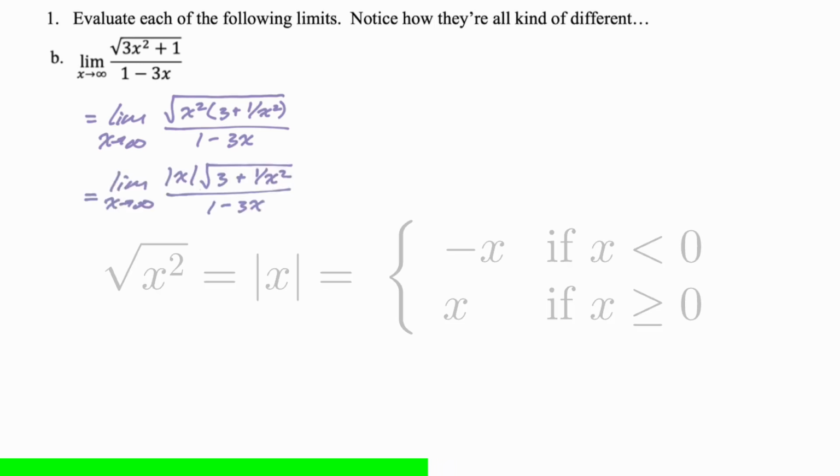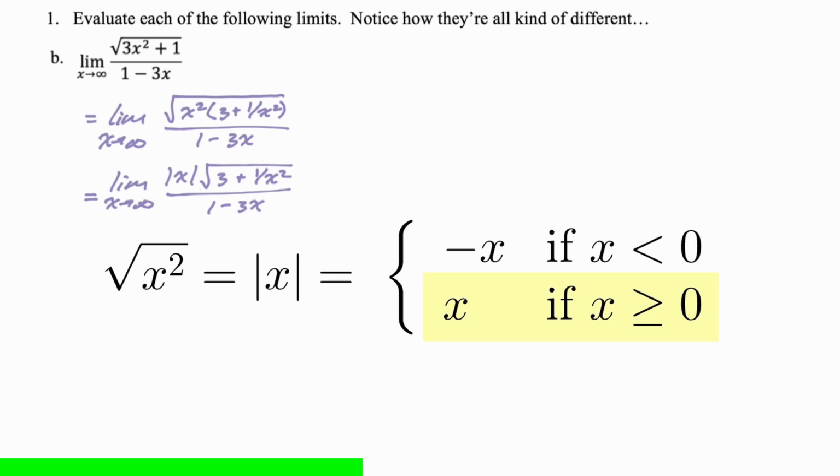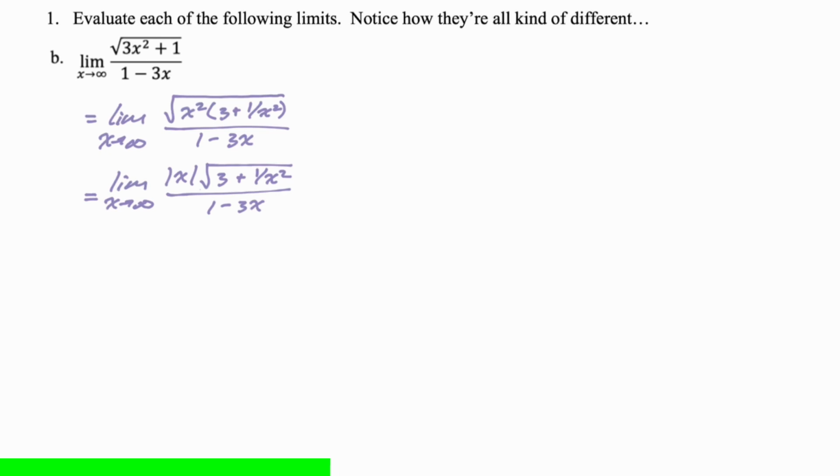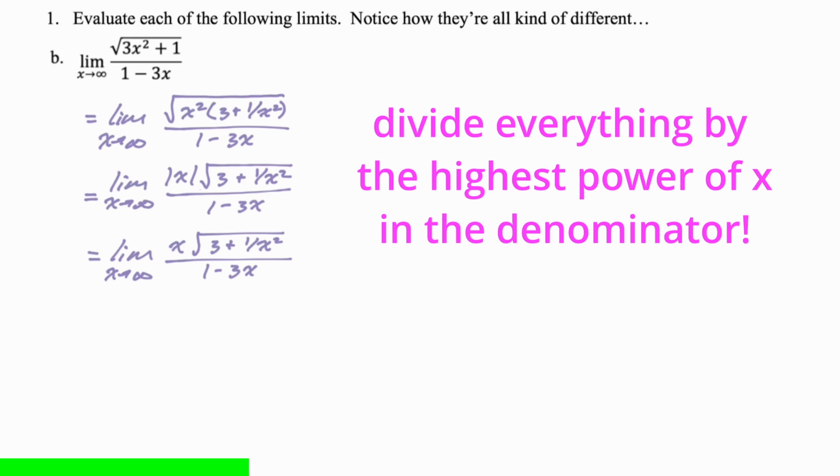So we get x goes to infinity, absolute value of x, square root of 3 plus 1 over x squared over 1 minus 3x. Now, if you're going to infinity, the absolute value of x is just equal to x, so we can replace absolute value of x with x. So we're going to have limit as x approaches infinity of x, square root of 3 plus 1 over x squared, over 1 minus 3x. Now divide everything you see by the highest power of x in the denominator, which is x to the first.